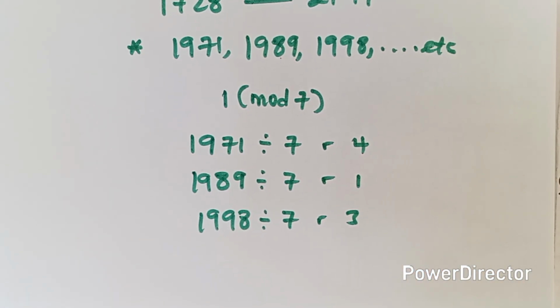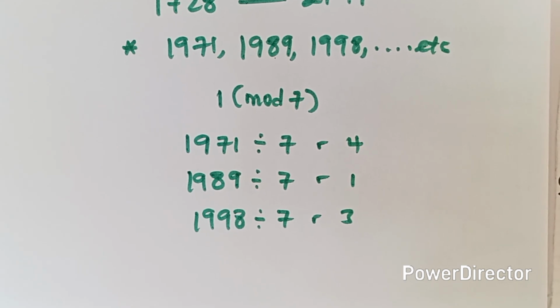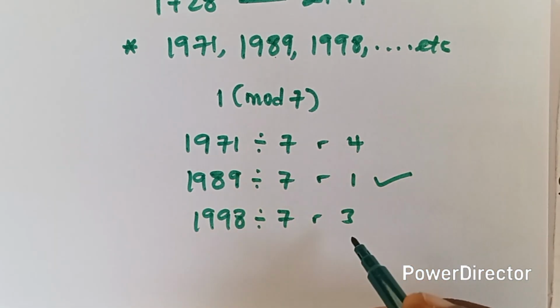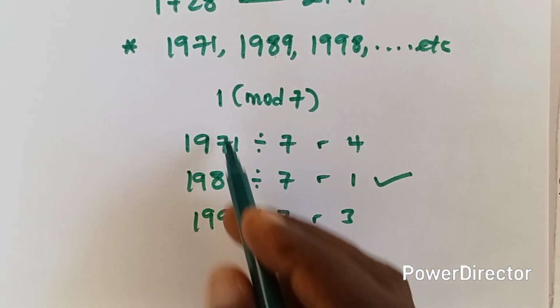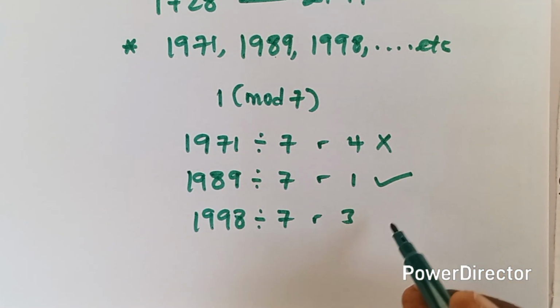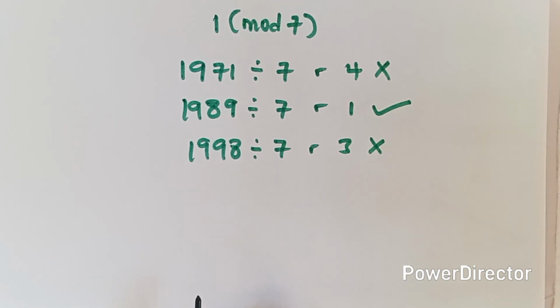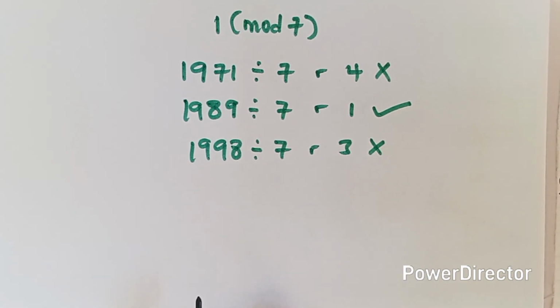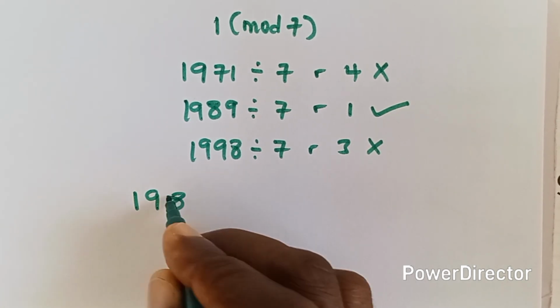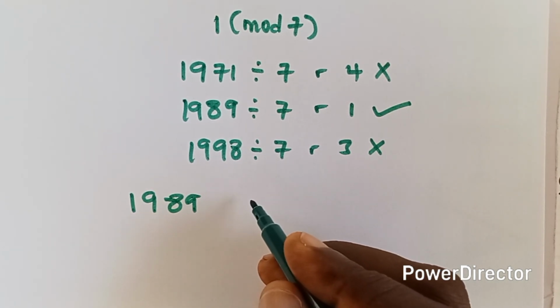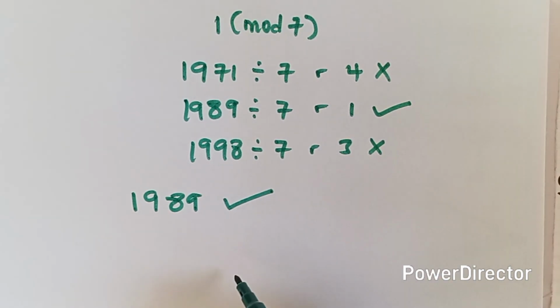From these three, the only year that satisfies the condition for 1 mod 7 is this one, because 1 mod 7 says divisible by 7, remainder 1. This remains 4, doesn't work. This remains 3, it doesn't work. So it means that 1989 satisfies both conditions. It is divisible by 9 without a remainder, and is also divisible by 7 with remainder 1. That means 1989 could be, or probably is, my birth year. So it works, and that should be my birth year. From there, you can calculate what my age is.